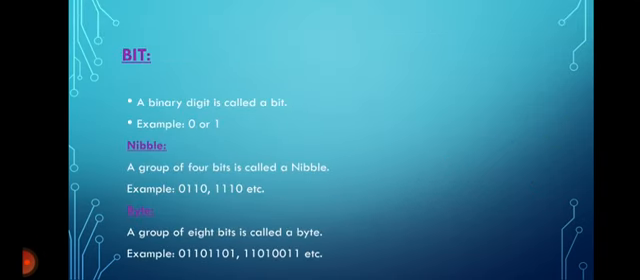Next, so what is a bit? A binary digit is called a bit. For example, 0 or 1, that is a single number. Either 0 or 1 is called a bit. Next is nibble. A group of 4 bits is called a nibble. For example, 0, 1, 1, 0 or 1, 1, 1, 0, etc. Byte is what? A group of 8 bits is called a byte. An example is shown in the presentation.